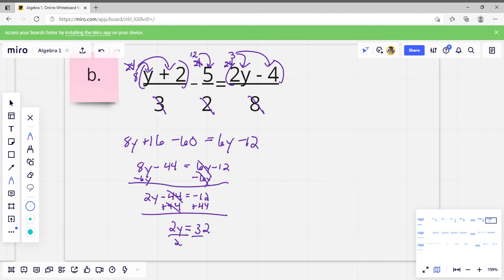And then we divide by 2. Half of 32 is 16. Half of 30 is 15. Half of 2 is 1. 15 and 1 is 16. So 16 is the answer to B. All right, that is it for lesson 78.